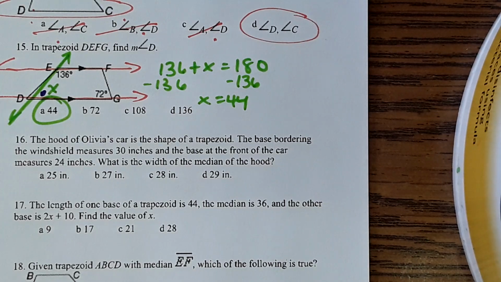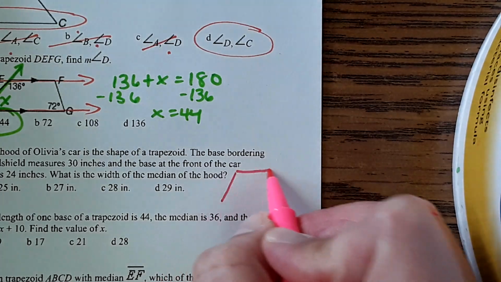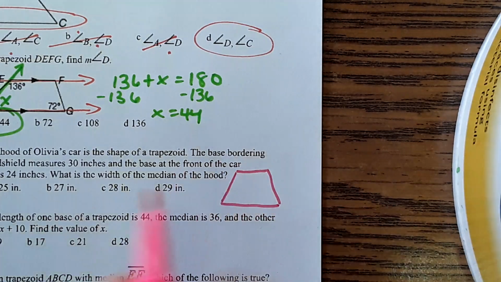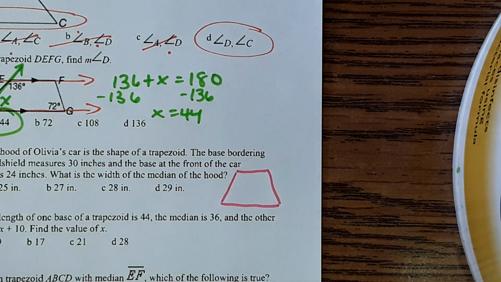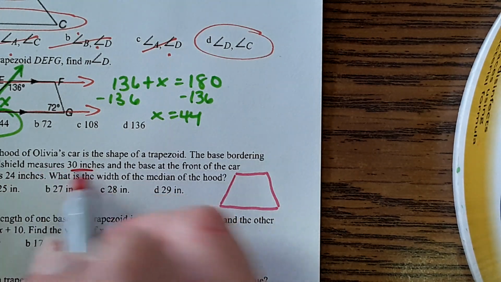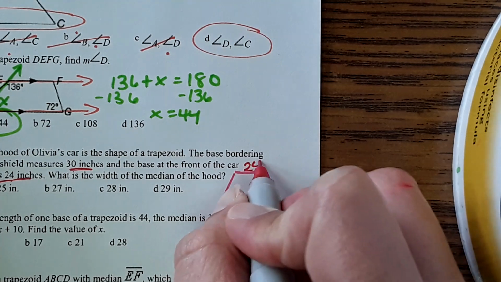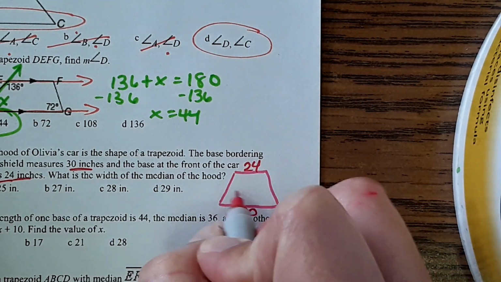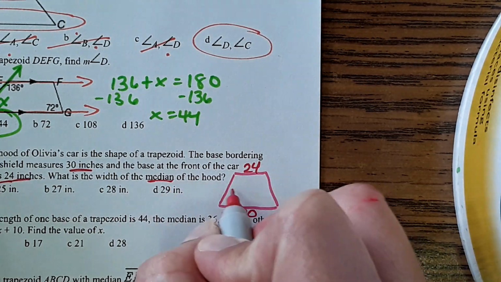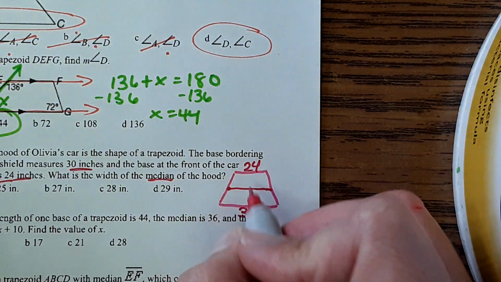Okay, so now we're going to start looking at the mid-segment of a trapezoid. It says the hood of Olivia's car is the shape of a trapezoid, so I'm sketching that out right now. There we go. And it says the base bordering the windshield measures 30 inches, and the base on the front of the car is 24. So this is 30, 24. What is the width of the median of the hood? Sometimes they call mid-segment a median. Same thing right here. This would be the middle of 24 and 30.